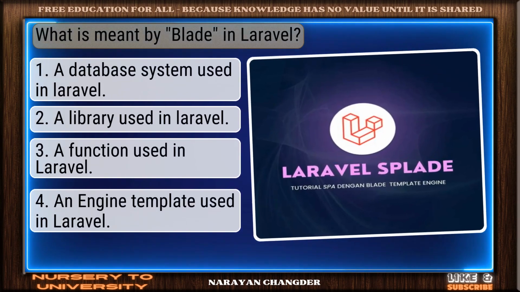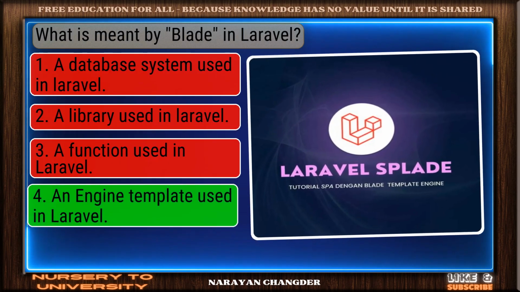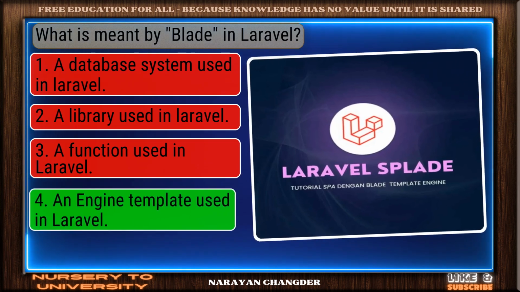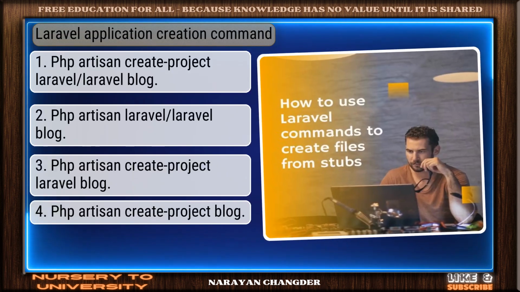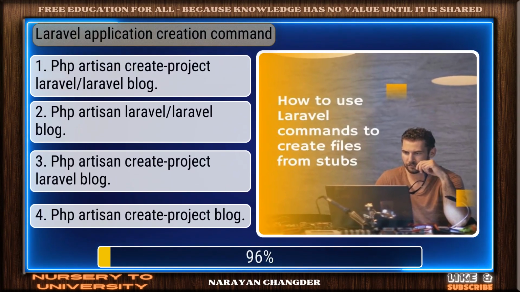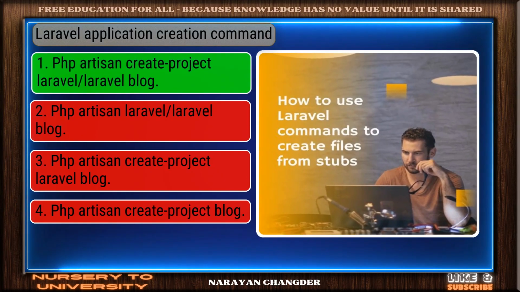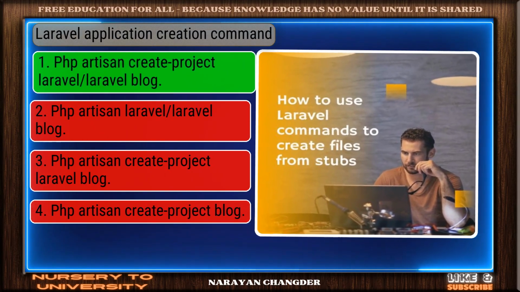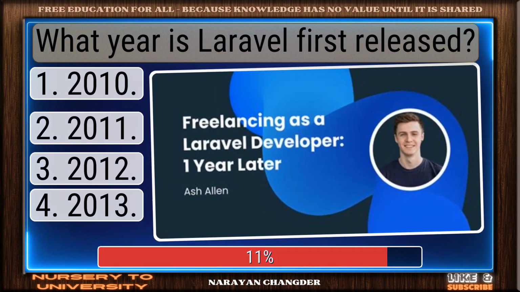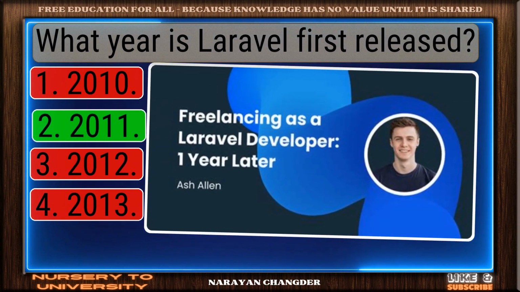Question number 50. What is meant by Blade in Laravel? Solid response. A template engine used in Laravel is a valid choice. Question number 51. Laravel application creation command. You're right. PHP artisan create-project laravel blog is the correct answer. Question number 52. What year was Laravel first released? Valid point. 2011 is true.